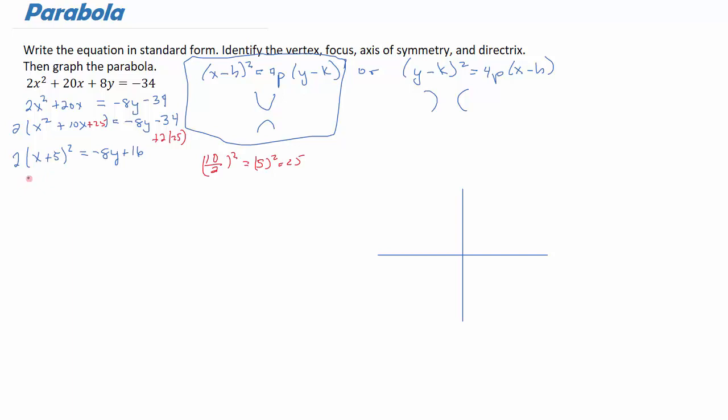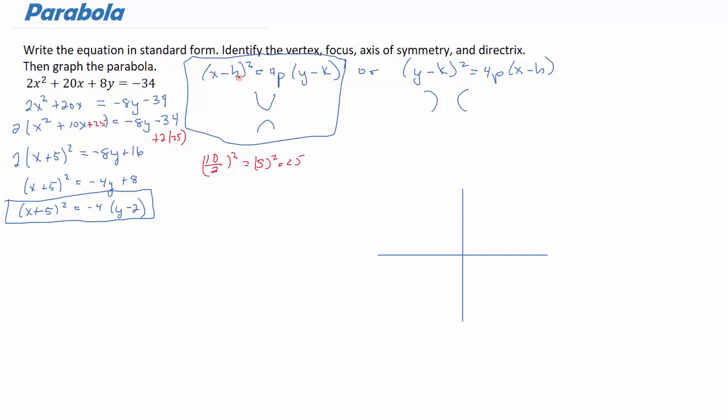Okay, we divide out that 2 because we want our coefficient of our square term to be 1. So we get x plus 5 quantity squared equals negative 4y plus 8. And to finish this off, we need to factor out our coefficient of y. So our standard form should become quantity of x plus 5 squared equals negative 4 times the quantity of y minus 2. And here is our first part of our equation.